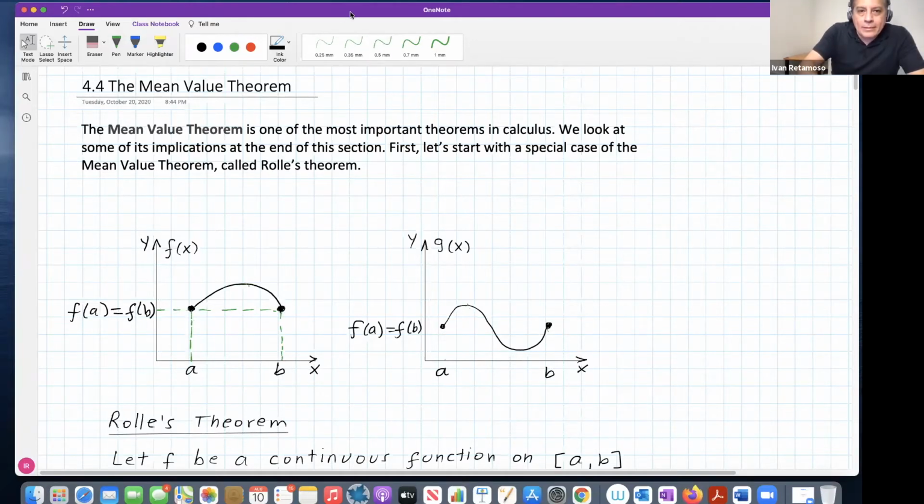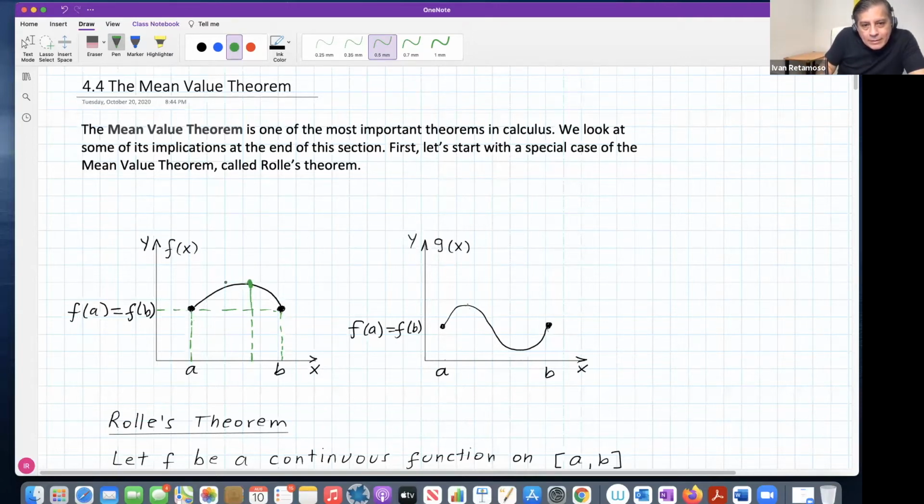Now, notice this is happening continuously. If you go from f(a) to f(b), which is the same, continuously, with no gaps, no holes, no jumps, and also smoothly, it means that the trend eventually has to change from increasing to decreasing. So there is going to be a point somewhere between a and b where the rate of change must be zero, because you are increasing and then decreasing. So the rate of change at some point must be zero.